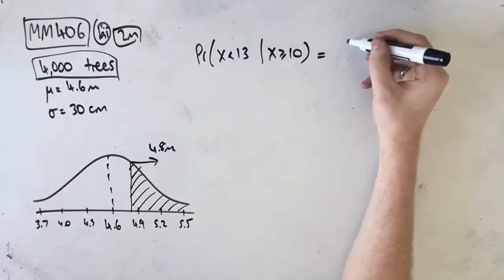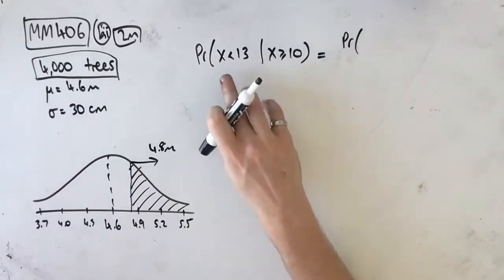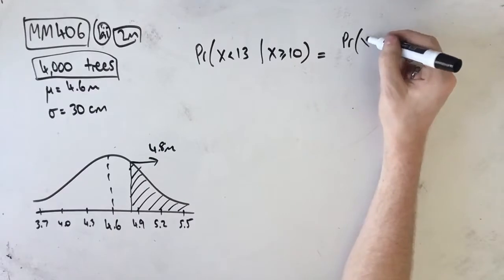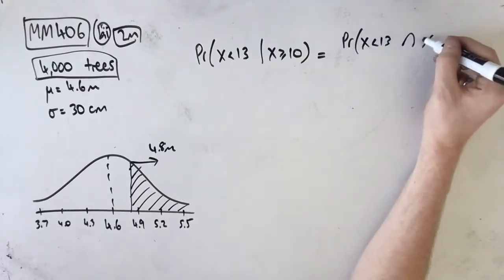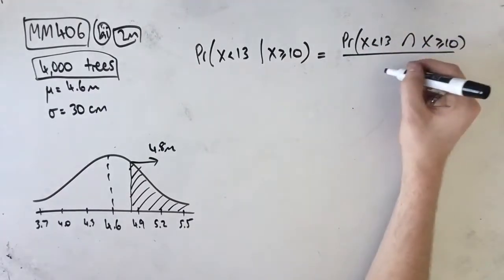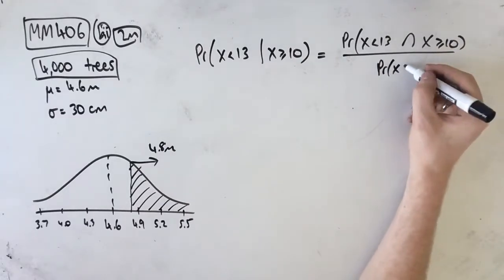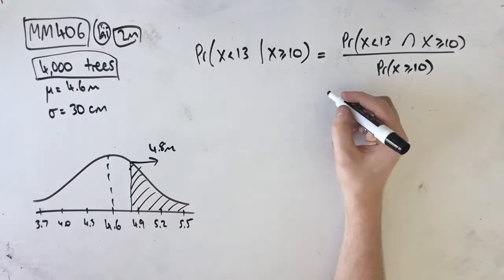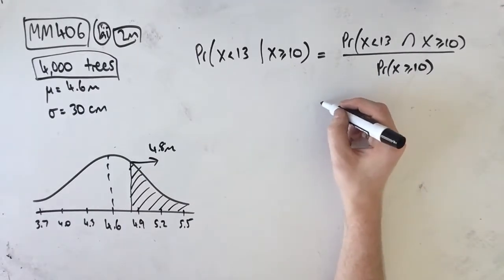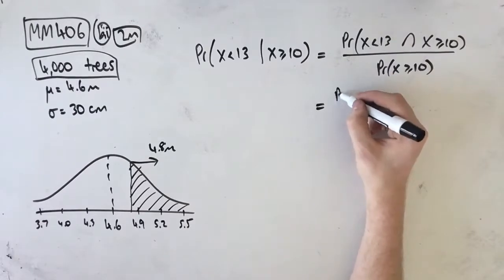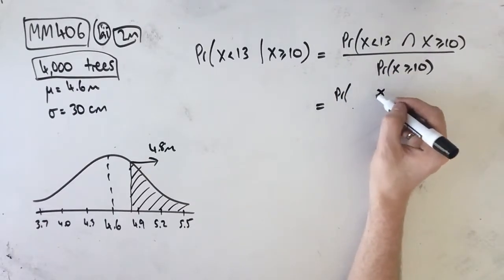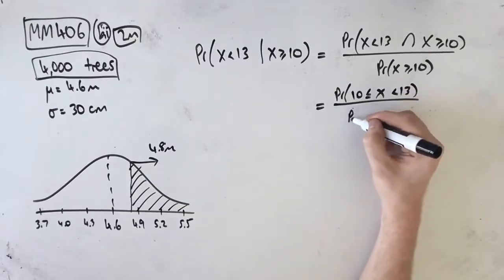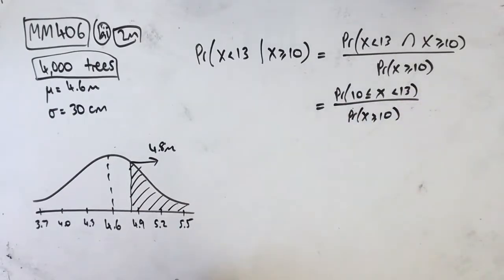Now, according to our conditional probability formula, this given this is equal to this intersect this over this. So the probability that x is less than 13 intersect x is greater than or equal to 10, over the probability that x is greater than or equal to 10. Fantastic. So now we just need to find our intersects, right? So I'm just going to rewrite this as the probability that x is between 10, including 10, and less than 13, over the probability that x is greater than or equal to 10.